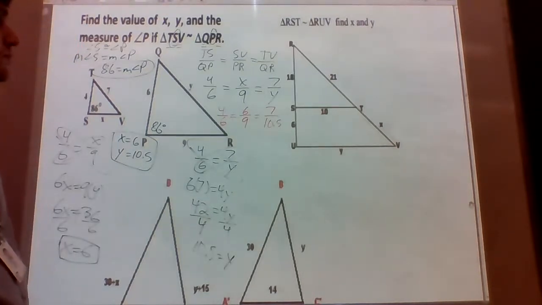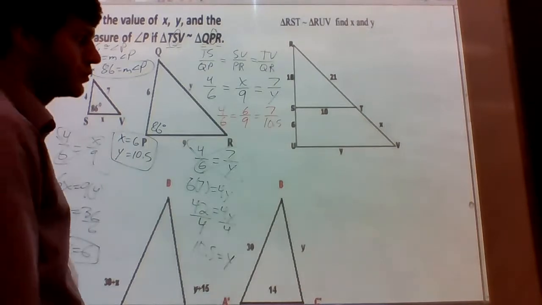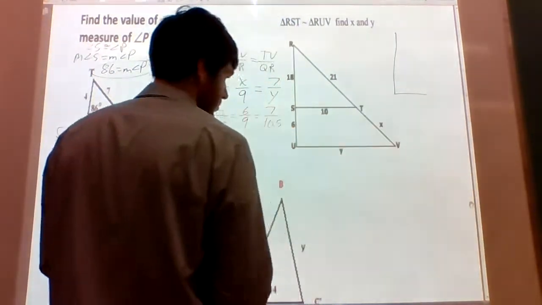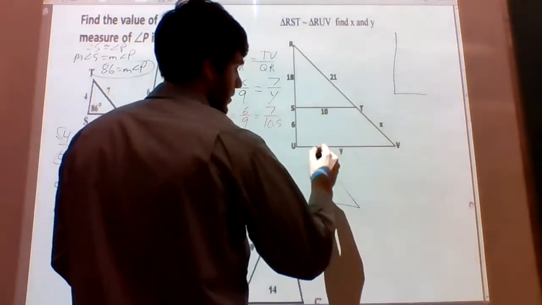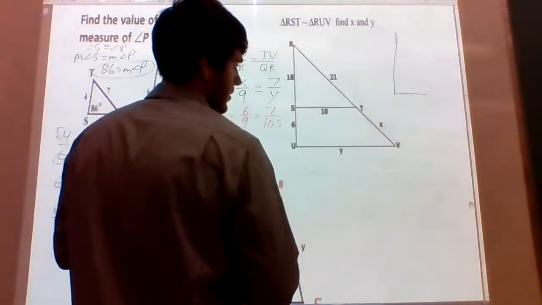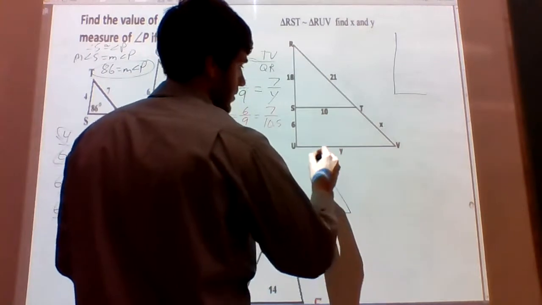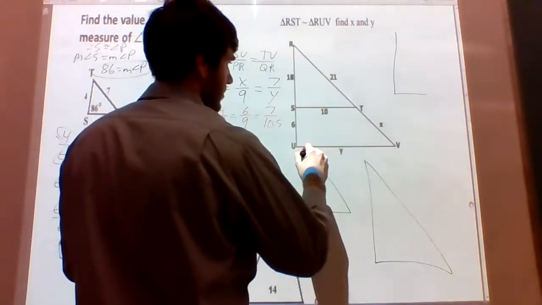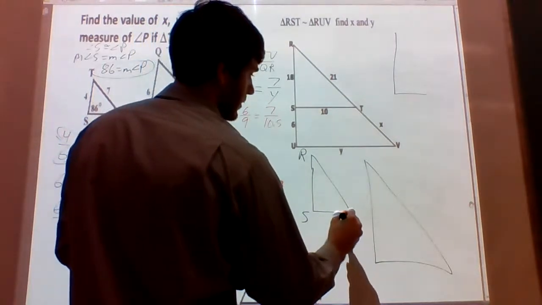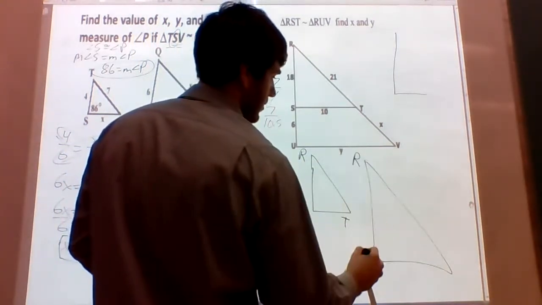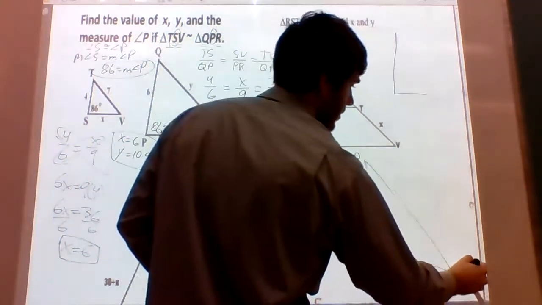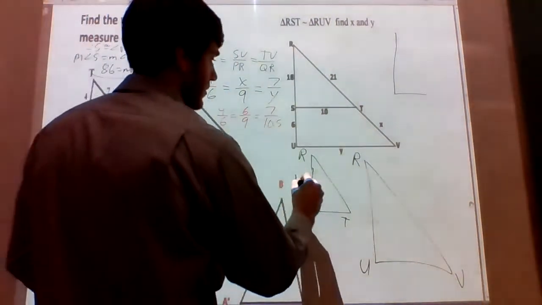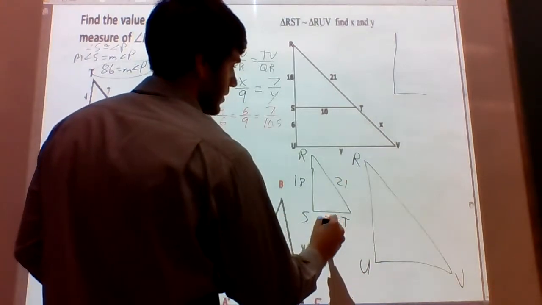Okay. Next one, again, we did this one in class. We redrew the two triangles. Let's draw them down here. So we have R, S, T, and R, U, V. Okay, 18, 21, and 10.